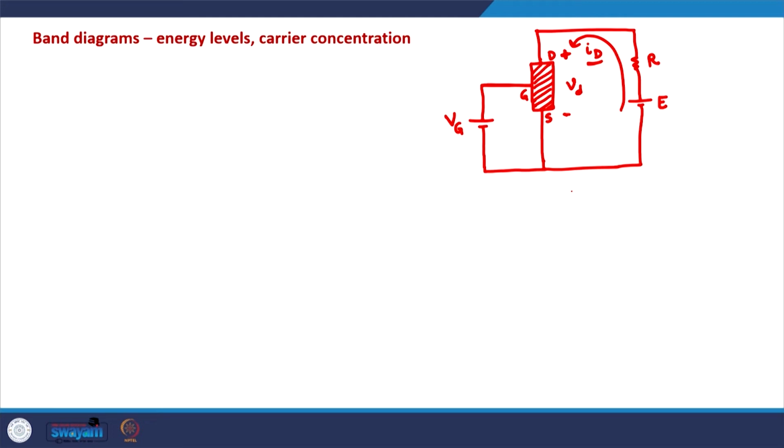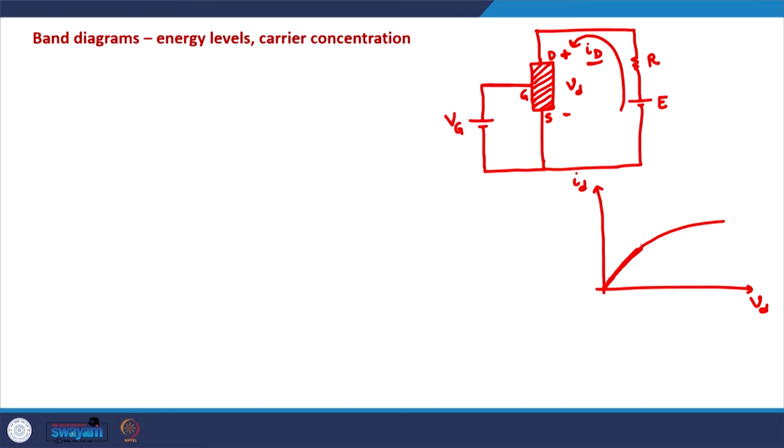Generally, the IV characteristics of the MOSFET is a nonlinear characteristic. So, typically the relationship between ID and VD, which is the voltage between the drain and source terminal, and the current from the drain to the source, this is how it looks. Part of this is almost linear.